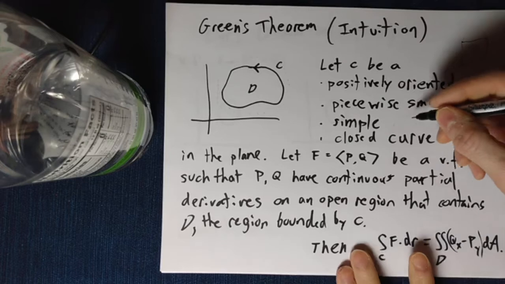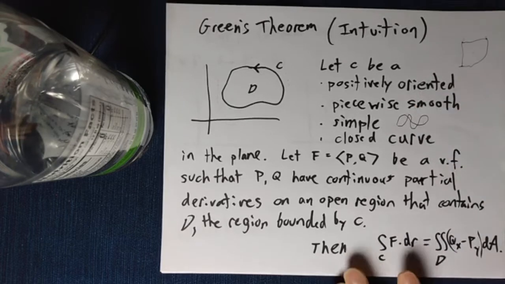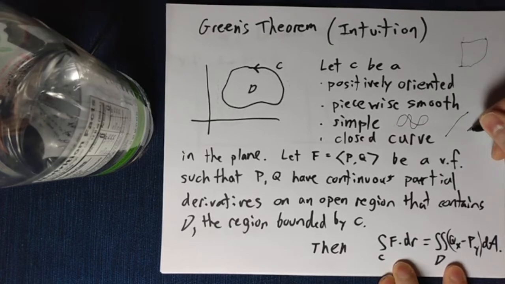It's simple, meaning it doesn't have any self-intersections. It's closed, meaning it doesn't go from here to here. It loops back around to where it started.